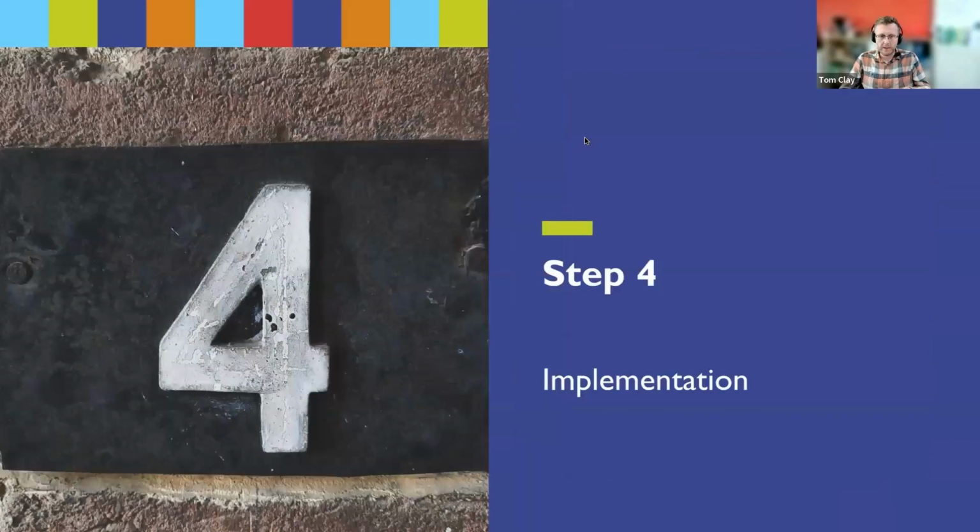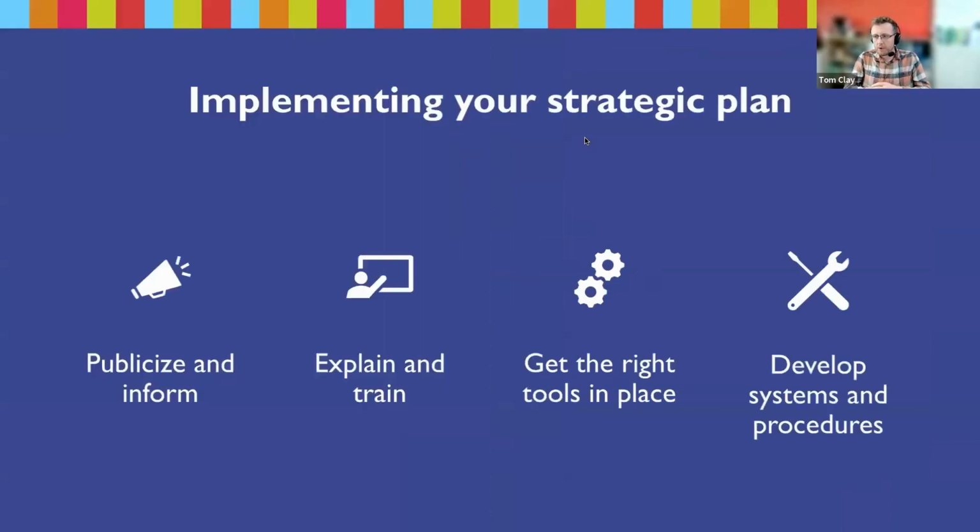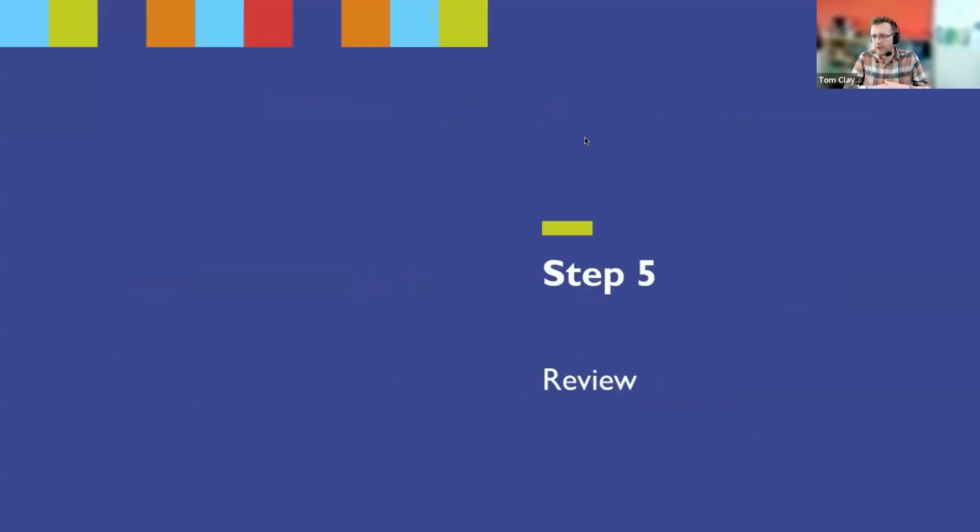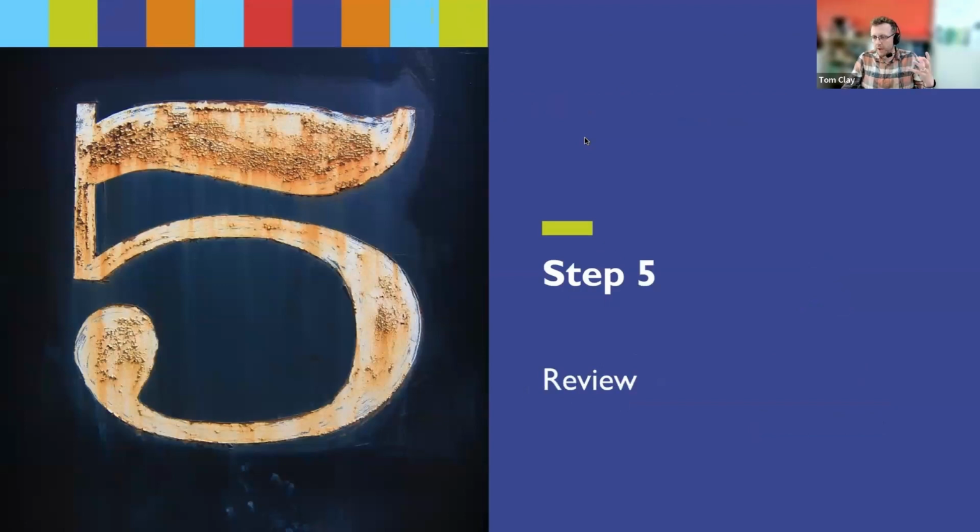So step 4, implementation. This is where you take everything that you've got so far and you start to apply it into the real world situation. So to do this, you're going to need to think about publication and informing people, explaining and training potentially, making sure that you've got the right tools and systems in place. And this is where you start to take your strategy and the plan and to turn it into real world actions.